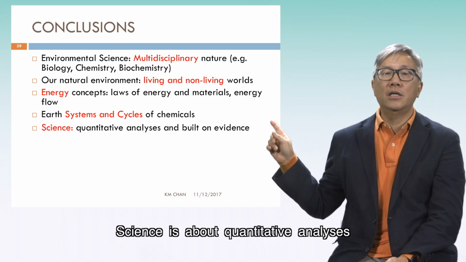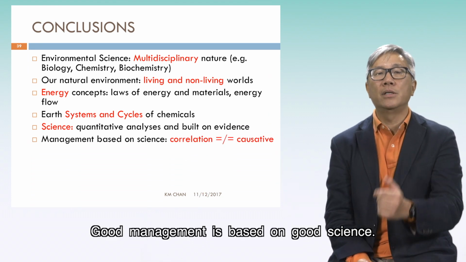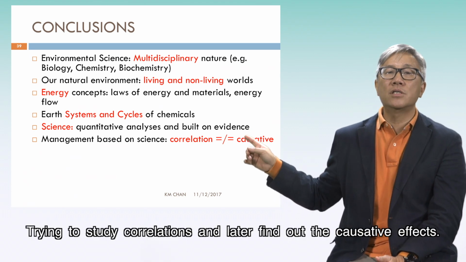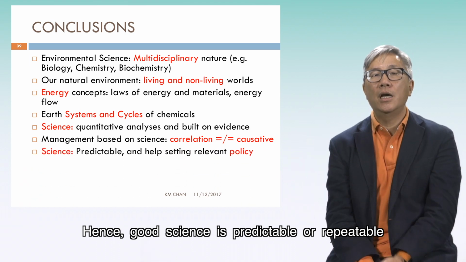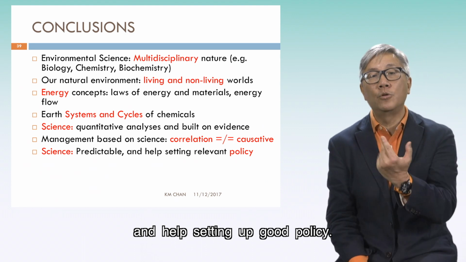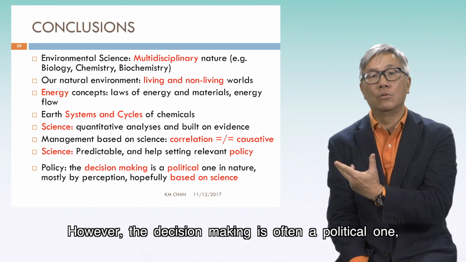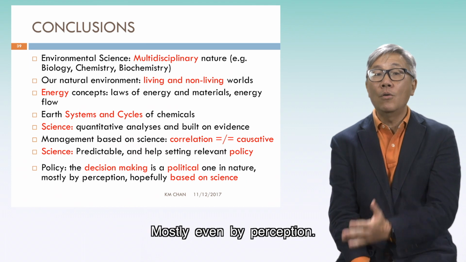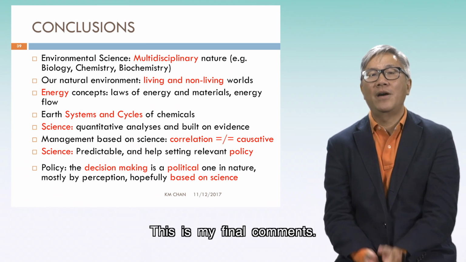Science is about quantitative analysis and is built on evidence. Good management is based on good science. We try to study correlations and later find out the causative effects. Hence, good science is predictable or repeatable and helps set up good policy. However, the decision-making is often a political one, not necessarily totally based on science, mostly even by perception. This is my final comment.